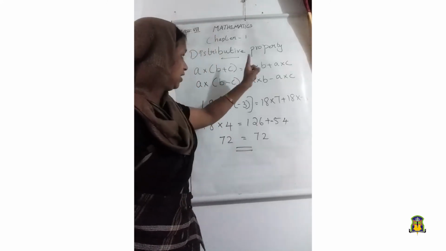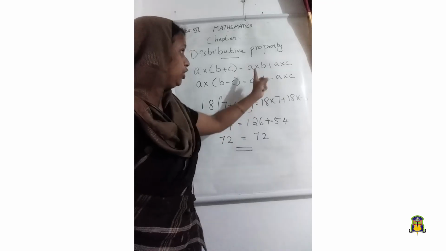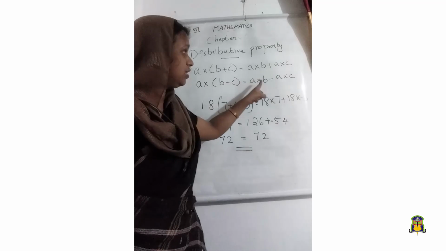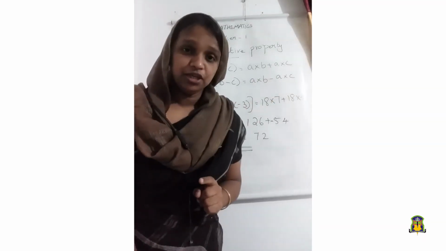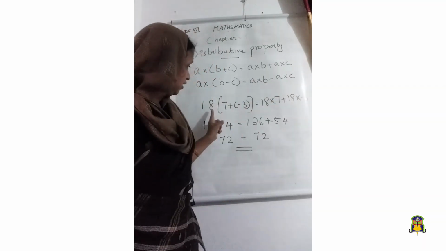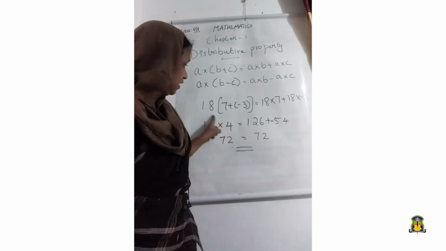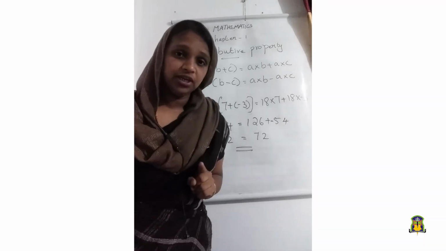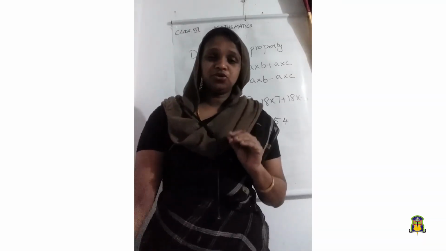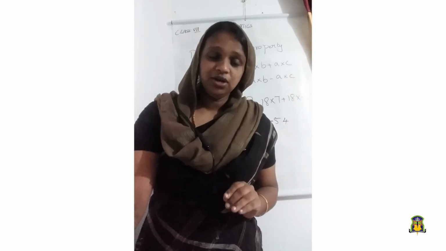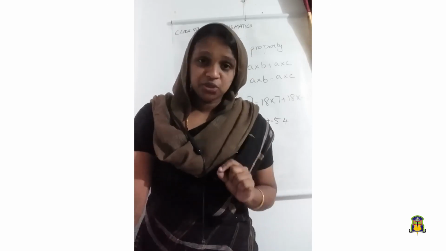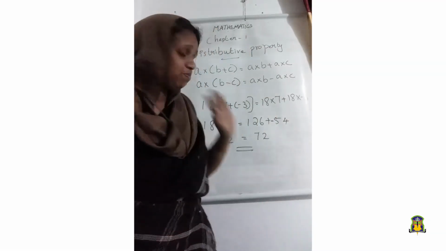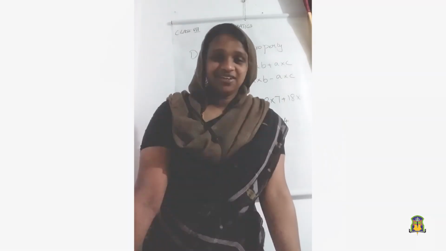So that means this is the distributive property over addition. Similarly for subtraction, that means A into (B minus C) is equal to A into B minus A into C. Okay students, so today we learned the division rule, then its properties, and also the distributive property over addition and subtraction. Okay students? Okay, thank you.